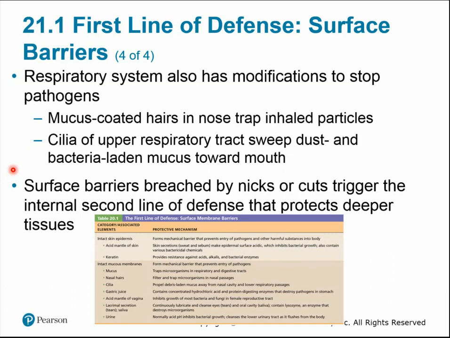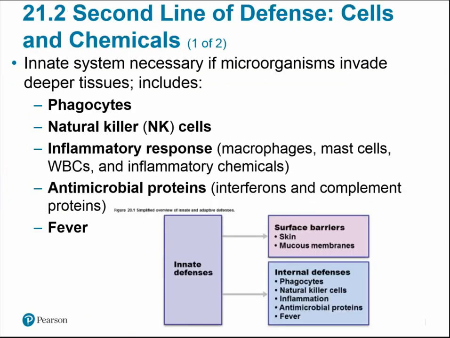Right? But nicks or cuts that break these surface barriers can trigger our second line of defense, our internal innate defenses. So the second line of defense is innate. The internal innate system is going to rely on things like cells and chemicals. So pretty much the whole underlying goal of our second line of defense is just to prevent further spread, right?